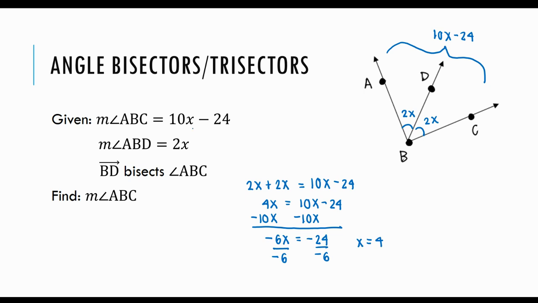So if I want to find the measure of the angle ABC, I know what the expression is. It's 10x minus 24. So the measure of angle ABC is now me just plugging in 4 into the x. So 10 times 4 minus 24. 10 times 4 is 40. 40 minus 24 is going to get me the measure that I want. And so that's going to give us a 16, and we're talking angle, so degrees. So 16 degrees is the measure of that angle ABC.